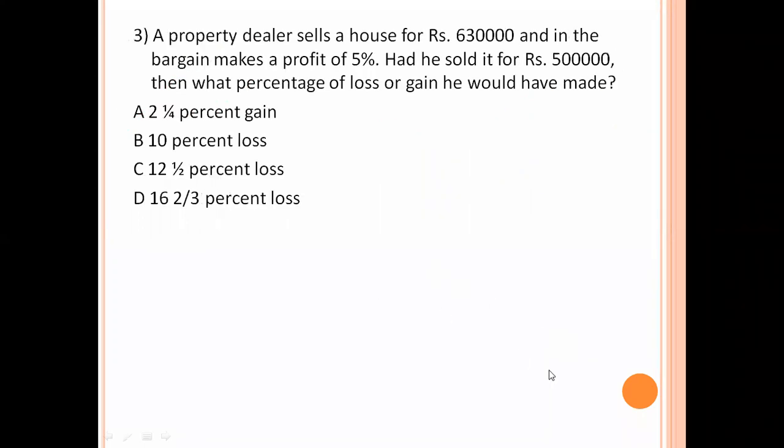Next question. A property dealer sells a house for 6,30,000 and in the bargaining makes a profit of 5%. 5% profit means add to 100; loss means subtract from 100. So 105% value is 6,30,000. Now the question is, had he sold it for 5 lakhs, what percentage of loss or gain would he have made? Suppose he sells it for 5 lakhs, how much percent loss or gain does he get? 4 zeros get cancelled.